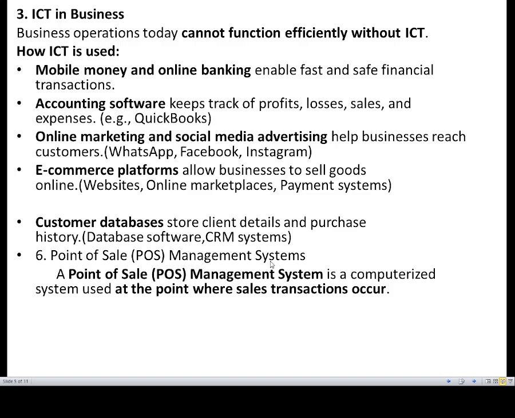So when we talk of ICT being applied in a wide range of areas, we can talk about ICT in businesses. Business operations today cannot function efficiently without ICT. Why? Let us see how ICT is used in that area. For example, mobile money and online banking have enabled fast and safe financial transactions.